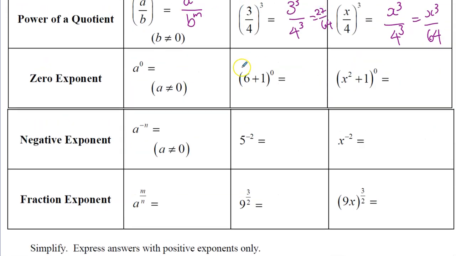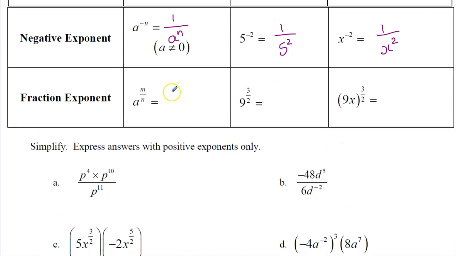Zero exponent. If you have a zero exponent, as long as the base is not 0, that's 1. It doesn't really matter what's in here. That's 1. And again, it does not matter what's in the parentheses. Raised to the zero exponent will be 1. Negative exponent is 1 over, and then you make the exponent positive. So this will be 1 over 5 squared, right? That's why a can't be 0. You can't put a 0 down there. This will be 1 over x squared.